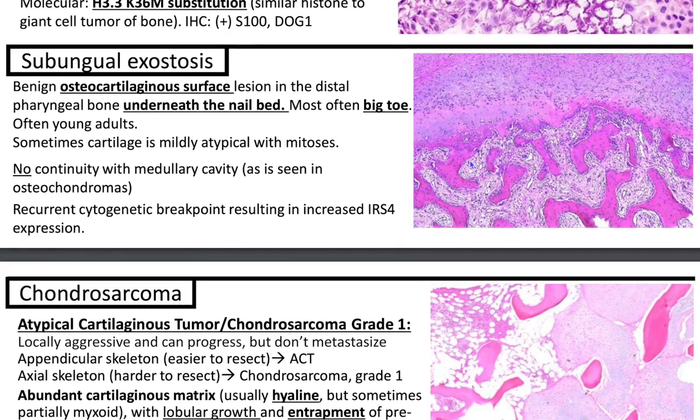Subungual exostosis. This is a benign osteocartilaginous surface lesion in the distal phalangeal bone underneath the nail bed, and it's most often the big toe and often in young adults. Sometimes the cartilage is mildly atypical with mitoses, but there is no continuity with the medullary cavity, in contrast to osteochondromas.